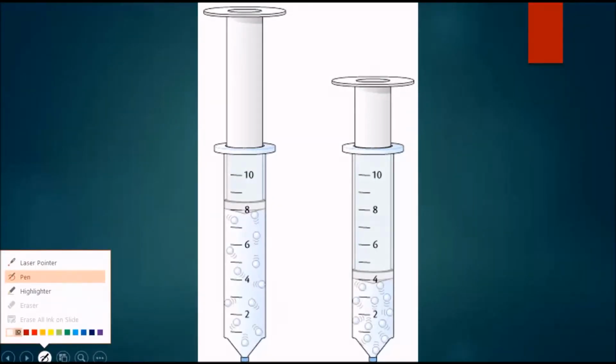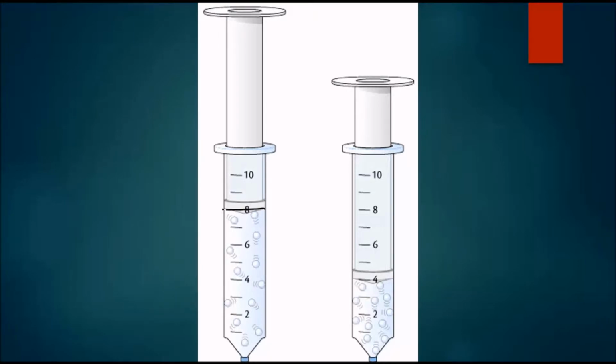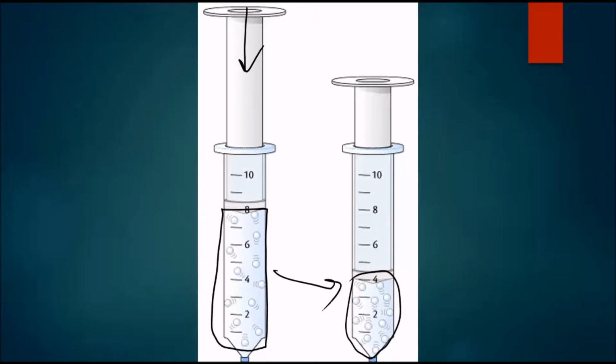So, let's look at the syringe. The syringe has 8 milliliters of gas. What happens to the pressure if all of a sudden you now only have 4 milliliters of gas? What happened to the volume? It did get smaller. By how much? It was halved. So the pressure was doubled.